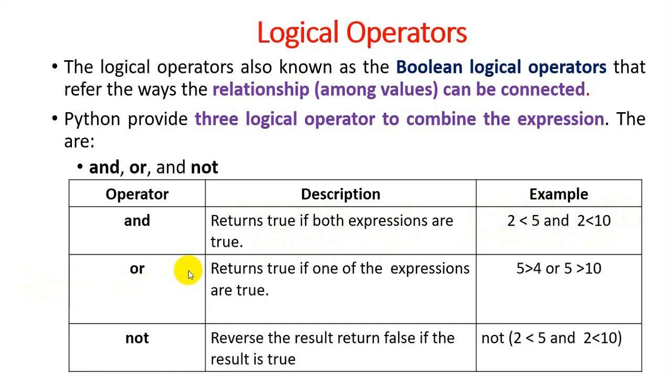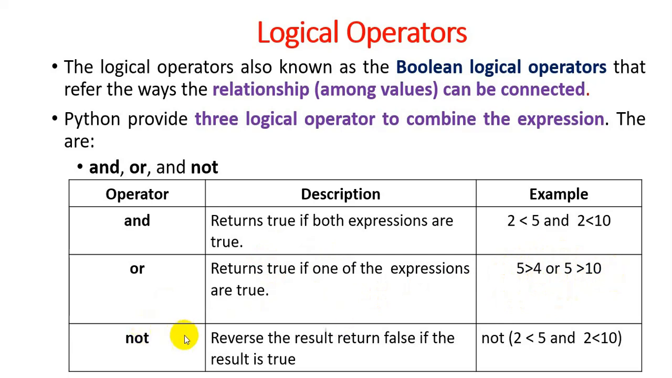The or operator returns true if one of the expressions is true. If either the left hand side expression or the right hand side expression is true, the logical or returns true, otherwise it returns false. Here 5 greater than 4 is true, 5 greater than 10 is false. True or false returns true.